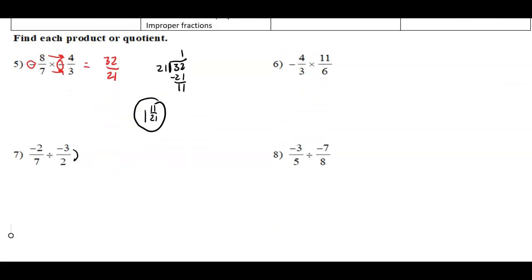Number 7, so flip my second fraction. Again, I got 2 negatives, so I know my answer is going to be positive. So 2/7 times 2 over 3. Remember to flip that second fraction. Multiply straight across, we get 4 over 21. That's not improper, that's a proper fraction. The numerator is smaller than the denominator, so I am done. There's nothing that 4 and 21 have in common either. Pause the video, do number 8.